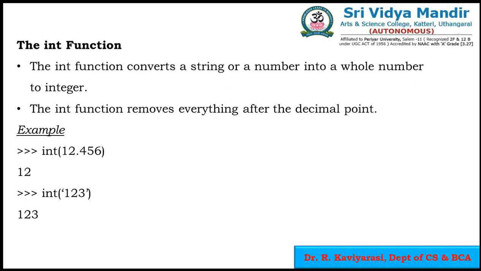Actually, int is a built-in function which converts any string to an integer number. Int is a predefined function which is used to convert a string to a number. The int function removes the decimal points also. If you provide a floating point number, it can be converted to a whole number with the help of the int function. For example, int of 12.456, the output is 12.